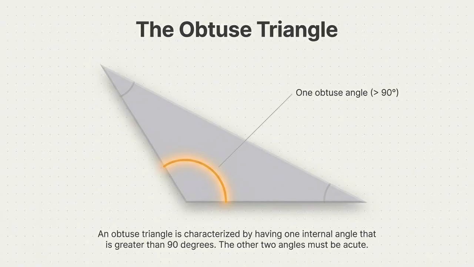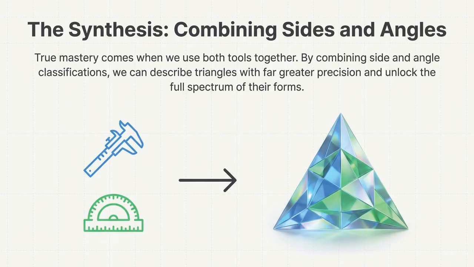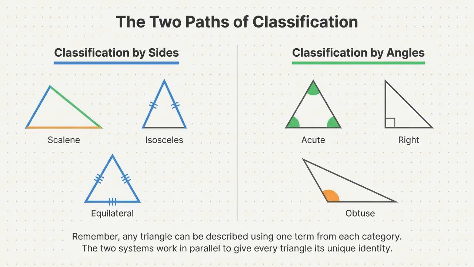Okay, so we've got our names based on sides and our names based on angles. But here's the big reveal, the moment where it all comes together. These 2 systems aren't separate, they actually work together. This is where it's all going to click into place. I want you to think of it like this. Every single triangle in the world has a first name and a last name.